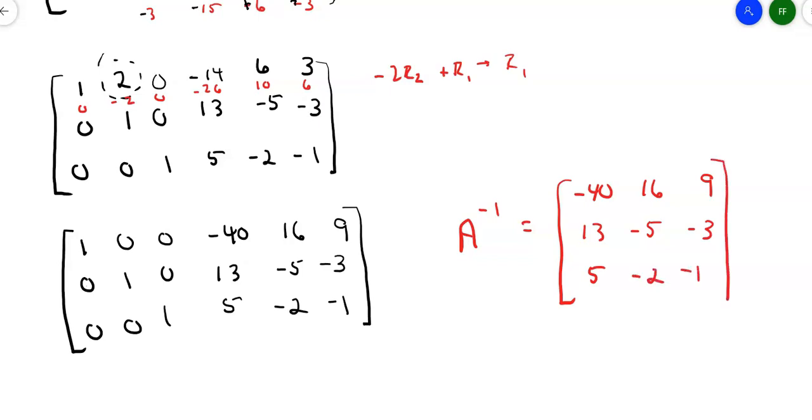So negative 40, 16, 9 goes across the top, 13, negative 5, negative 3, 5, negative 2, negative 1. That's A inverse. If you want, you can take the original matrix A, multiply it by that inverse, and you should get the 3 by 3 identity matrix.